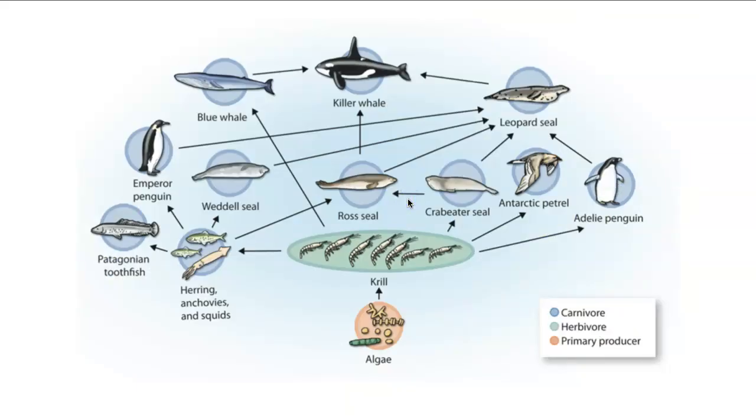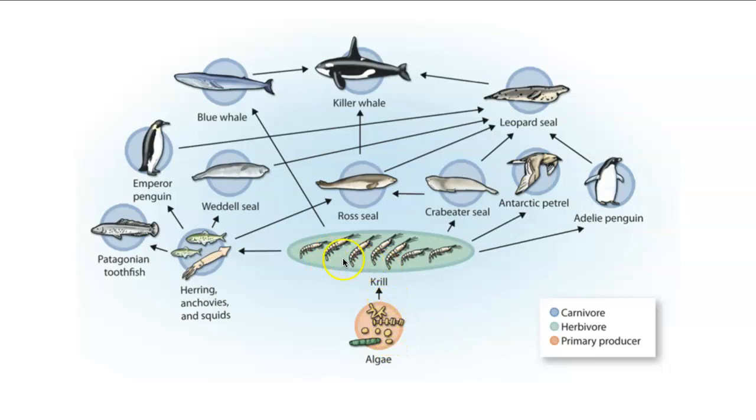I wanted to show you this picture as well because I want you to keep in mind that it's not just land ecosystems, there are aquatic ecosystems as well. In this case, algae is our producer. The energy that's found in the algae moves into the krill, and then the krill feed multiple different organisms. Herring, anchovies, squid eat krill, the blue whale eats krill, the crab-eater seal, the Arctic petrel, which is a bird, and the Adelie penguin all eat krill. So this is a large food source for this particular ecosystem.